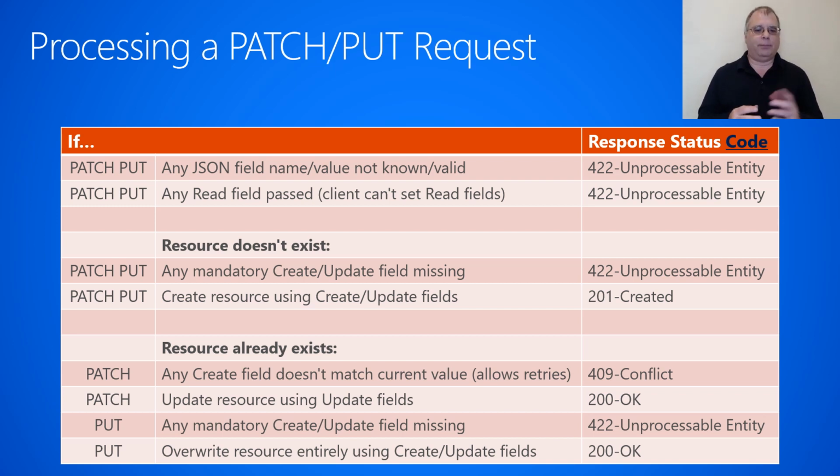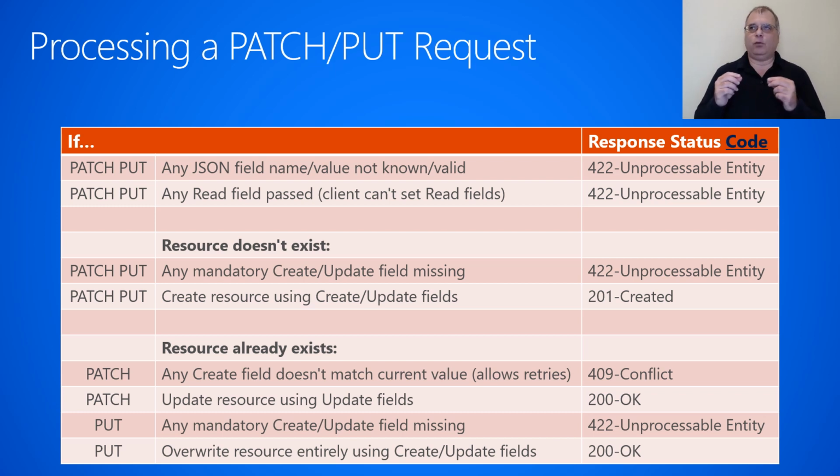If the client is doing a put operation instead of a patch, then the service would check the put to make sure that no mandatory create and update fields are missing, and if any of them are missing, then the service would return a 422 unprocessable entity. You have to remember, with a put, the concept there is a wholesale replacement. It's kind of the equivalent of doing a delete followed by a create, or a delete followed by a put. So for puts, the client is always wholesale replacing the resource that's up there with whatever's in the put.